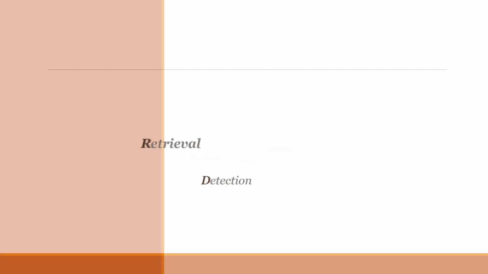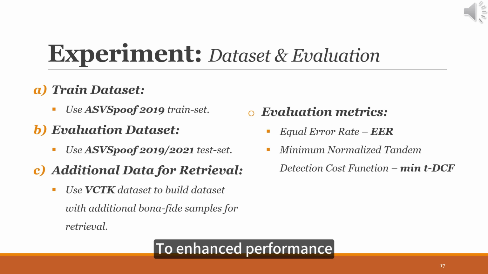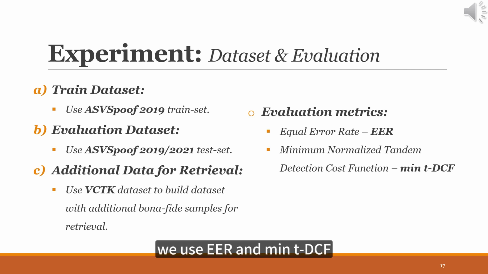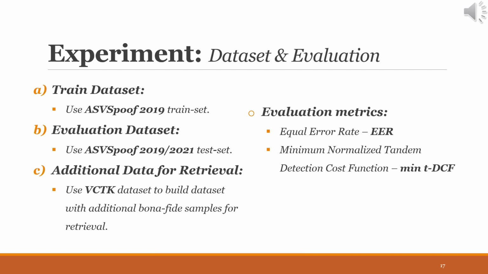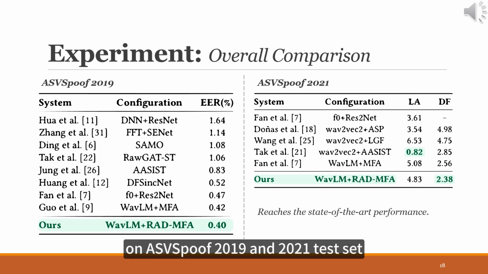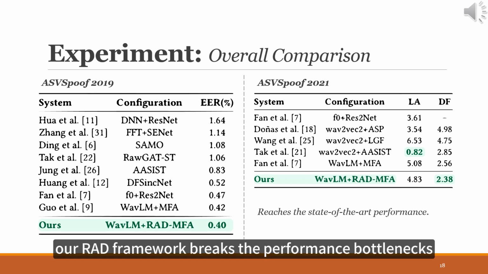For the experiment, we train our model only on the ASVspoof 2019 dataset and test it with the ASVspoof 2019 and 2021 test sets. To enhance the performance, we use the additional VCTK dataset to build our database for retrieval. For evaluation metrics, we use EER and min t-DCF. From the 2 tables above, we can see that on the ASVspoof 2019 and 2021 test sets, our performance is slightly better than before and reaches state-of-the-art performance. This means that our RAD framework breaks the performance bottlenecks.